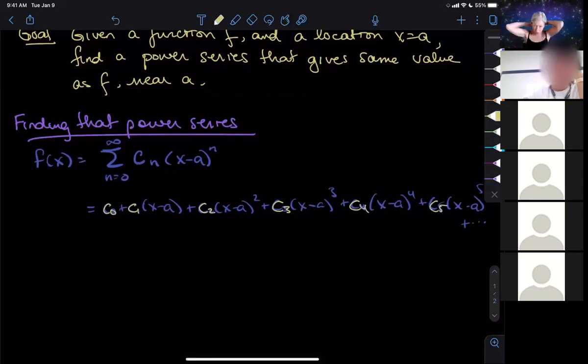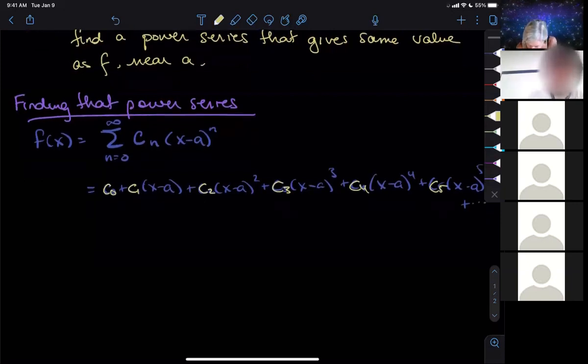So what I'm about to do for the next 5 minutes is find the coefficients, and then we'll know exactly what power series represents a function. So we're going to try to find these coefficients. Finding these coefficients will give us the power series. That's all we have to do.